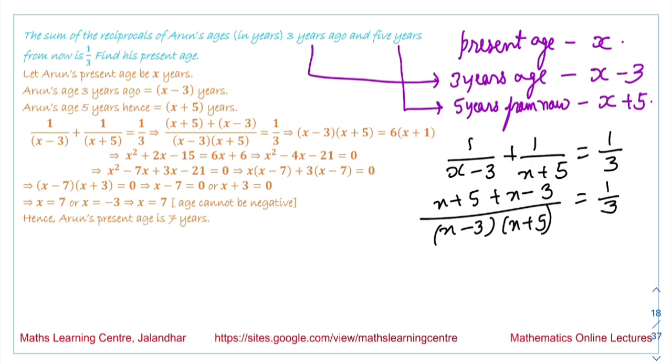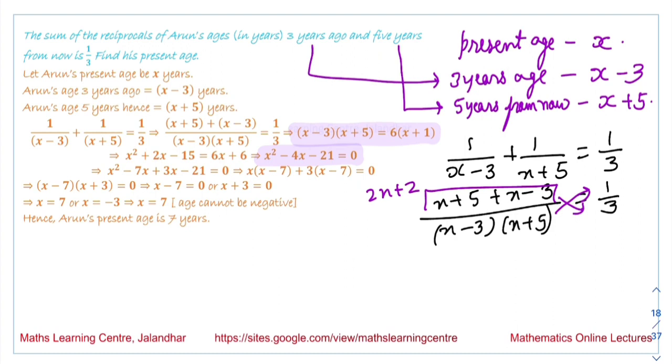So the answer we get from this numerator part is 2x plus 2. On solving this, when we are cross multiplying both these terms, we get that (x minus 3)(x plus 5) is equal to 6(x plus 1). On solving these terms, we get the quadratic equation in the form x square minus 4x minus 21 is equal to 0.